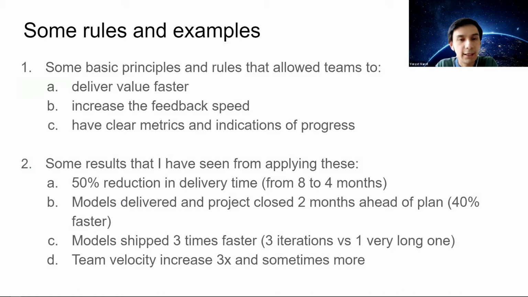If we go to the next slide, essentially the stuff that I'll talk about in the next 8 to 9 slides is basic principles that allow teams to deliver value faster, increase the feedback loop, get to clear metrics, and always have an indication of progress. Sometimes I find that in the weeds in the middle of the project or product development, your teams get stuck and there are 1,000 ways to go, but how do you pick the right one?